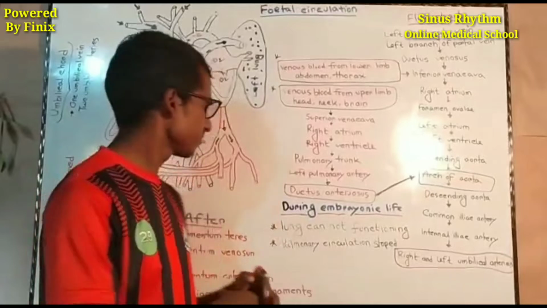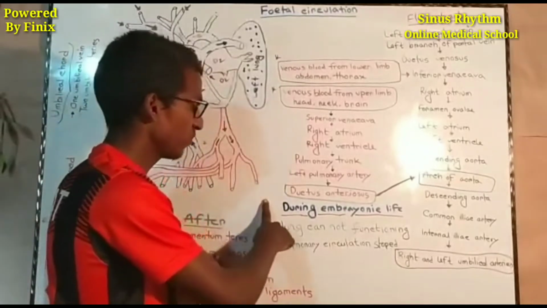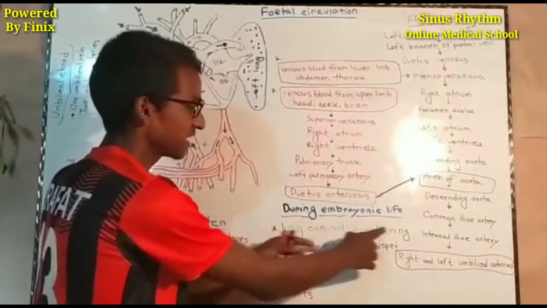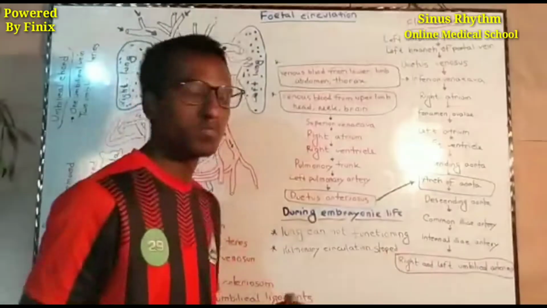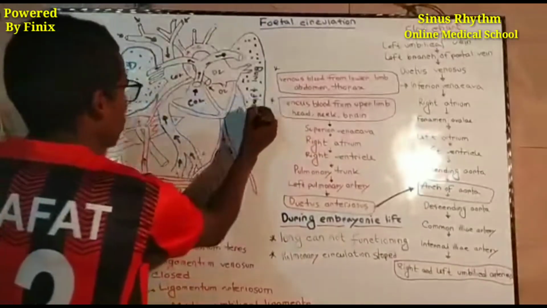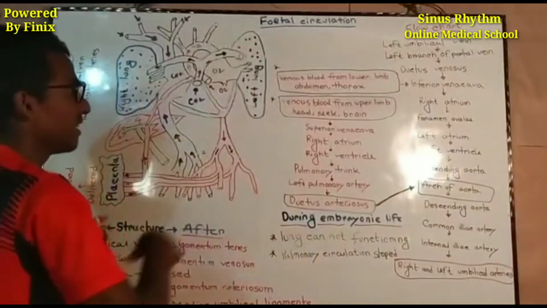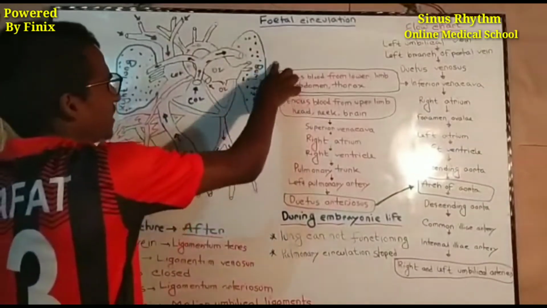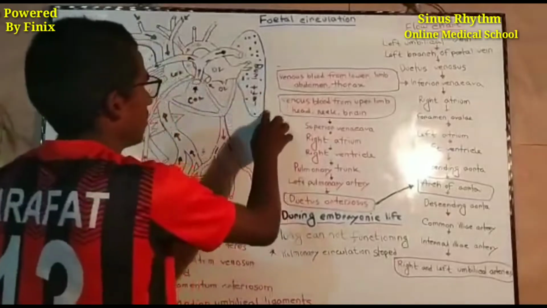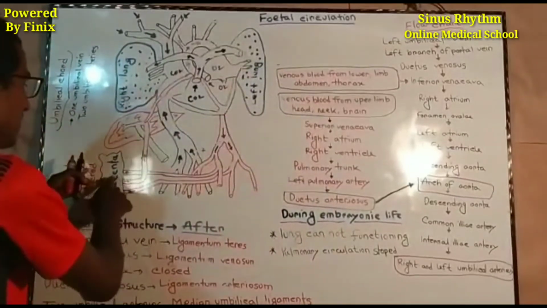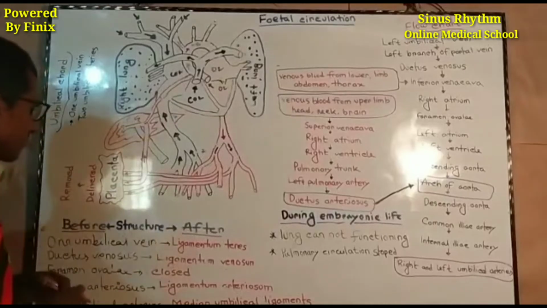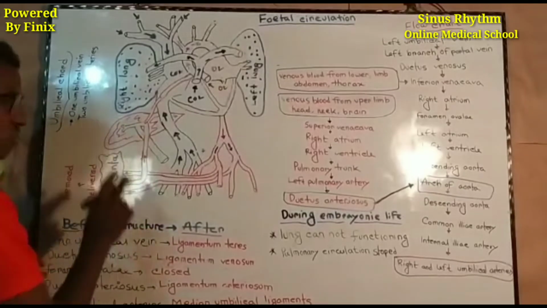During the embryonic life, the lungs cannot function, and the pulmonary circulation is stopped. So the source of oxygenated blood and the excretion of venous blood is connected to the placenta of the mother. The placenta is the source of oxygenated blood.